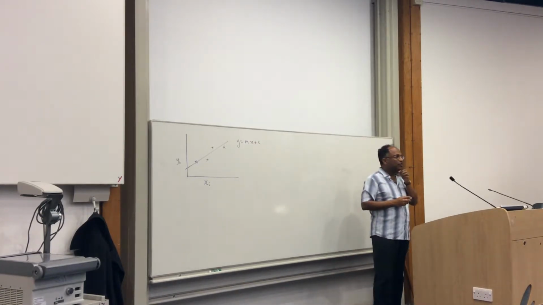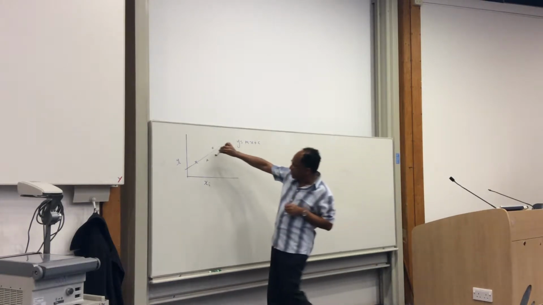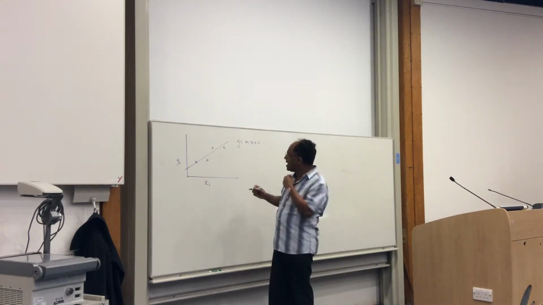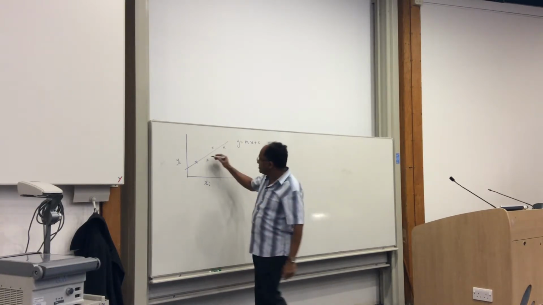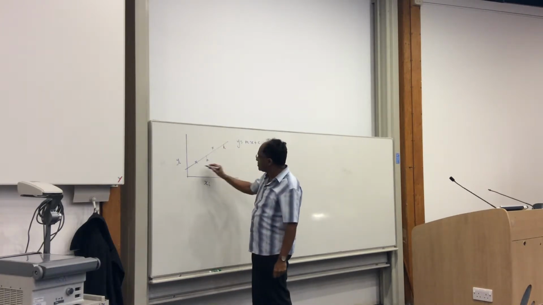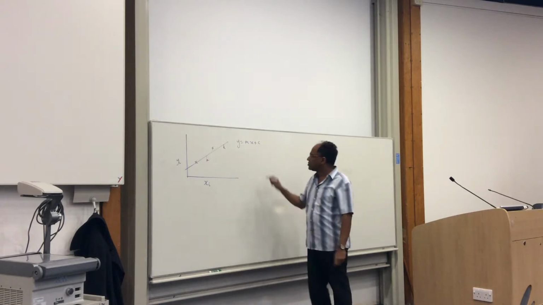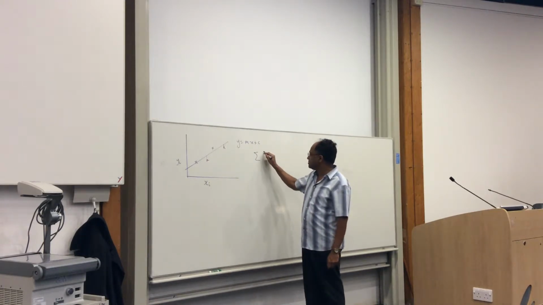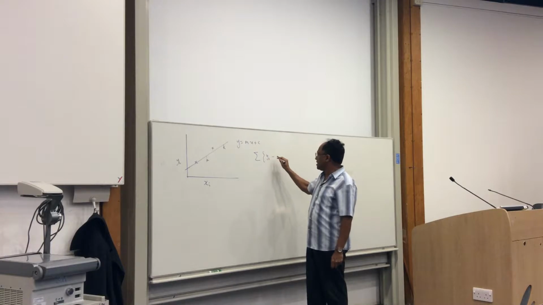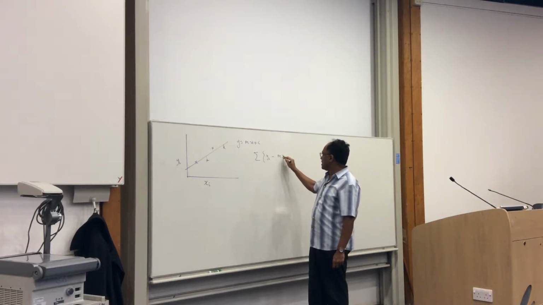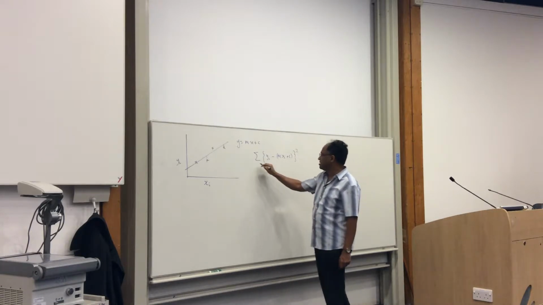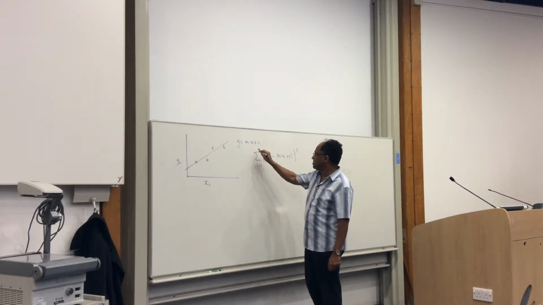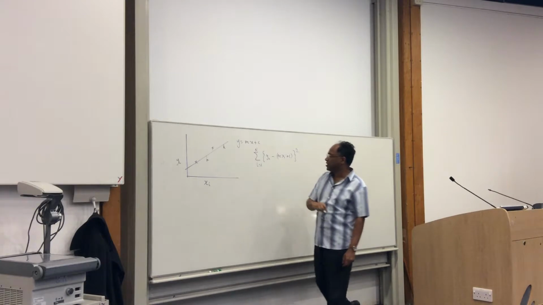Yeah. How do I fit this model? I put a line here and then say at every point xi, what's the error I make? The error I make is this one, this one, this one, that one. And I would sum the error, which is yi minus (mxi plus c) squared, i equals 1 to, let's say there are n points.